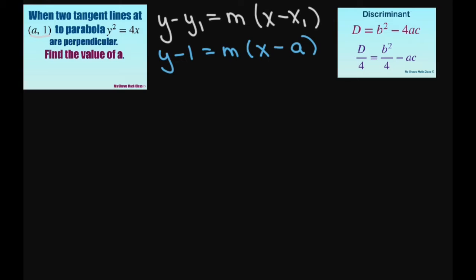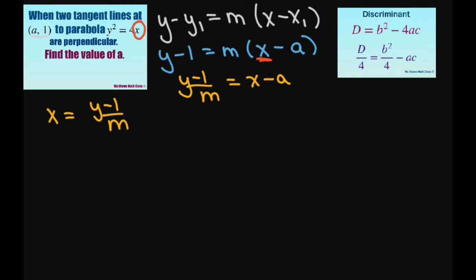Now what I'm going to do is solve for x. The reason I'm trying to solve for x is I want to substitute it in here, because the lines are tangent to the parabola. So I'm going to divide both sides by m and then add a. We get x equals (y minus 1) divided by m, plus a.